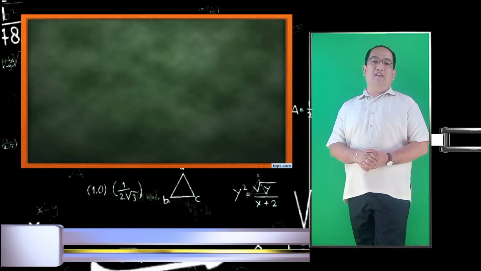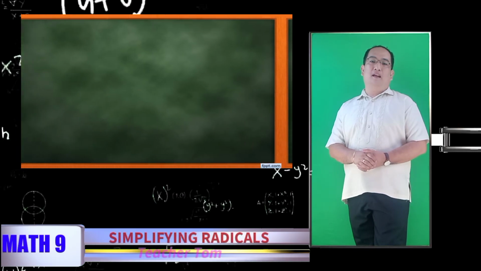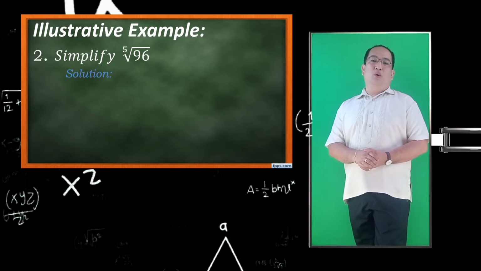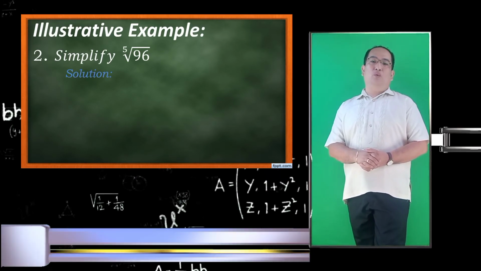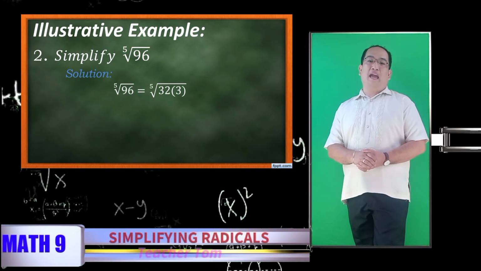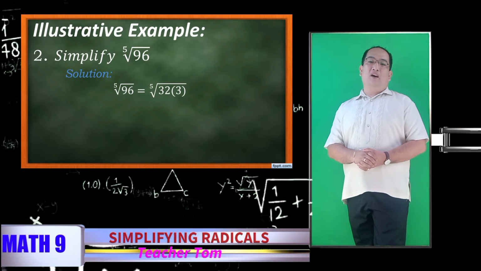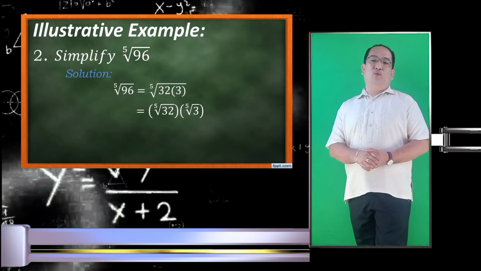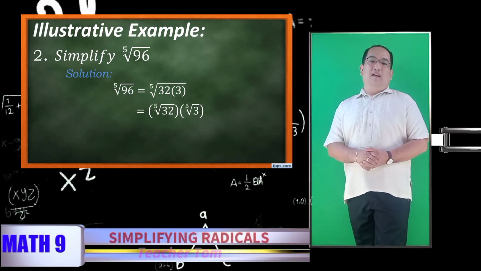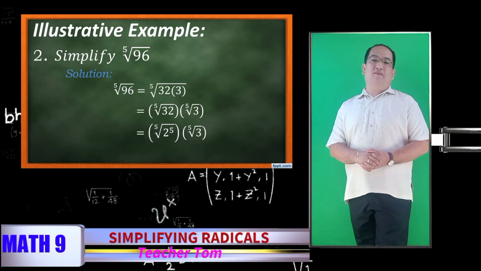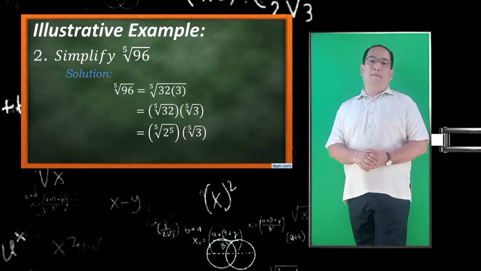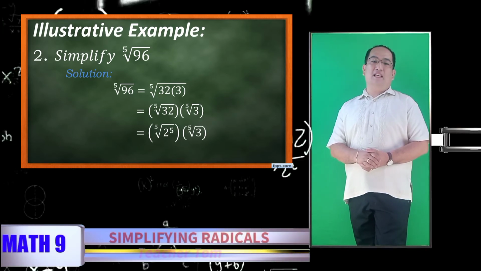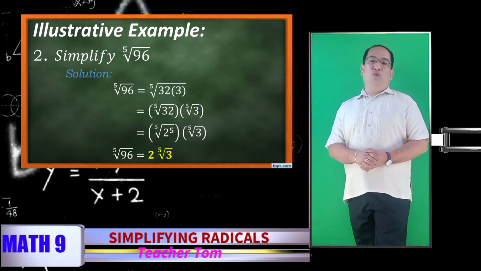Another, simplify 5th root of 96. So again, we need to factor out 96. So 5th root of 96 is equal to the 5th root of 32 and 3. We can now break it down: 5th root of 32 times 5th root of 3. Fifth root of 32 can be expressed as fifth root of 2 raised to the 5th power, multiplied by fifth root of 3. Therefore, fifth root of 96 is equal to 2 fifth root of 3.